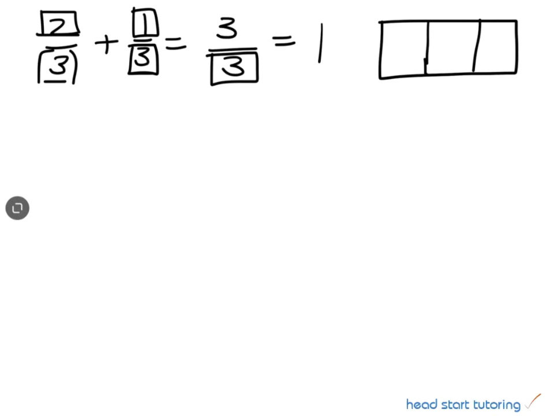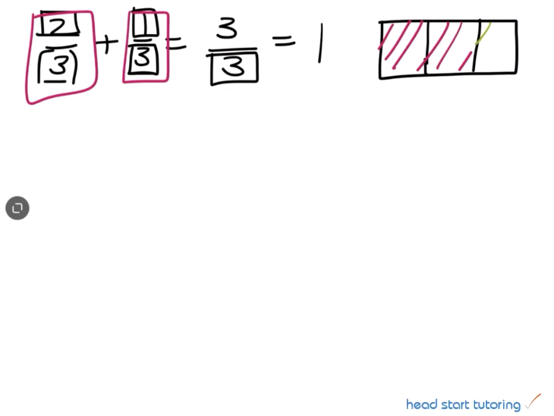this block that we've divided into 3 equal parts. So we had originally 2/3 over there, and we were adding 1/3. So there is our 1/3. And as you can see, 2/3 plus 1/3 will give us an answer of 3/3 or 1 whole, because it ended up filling up our entire block.